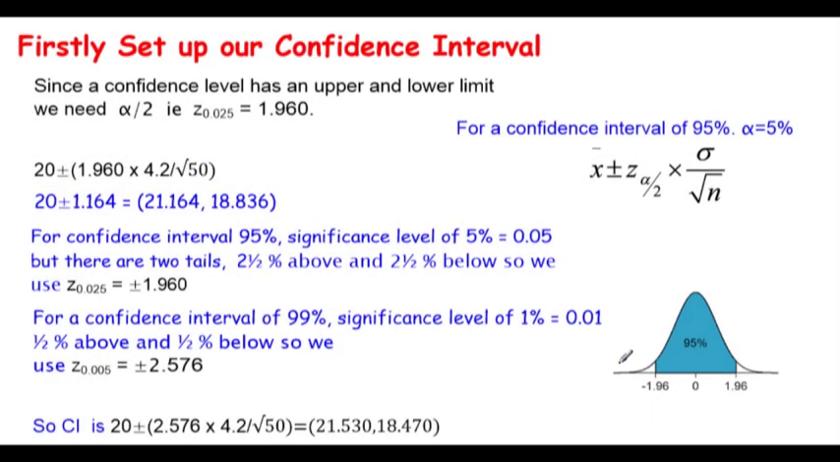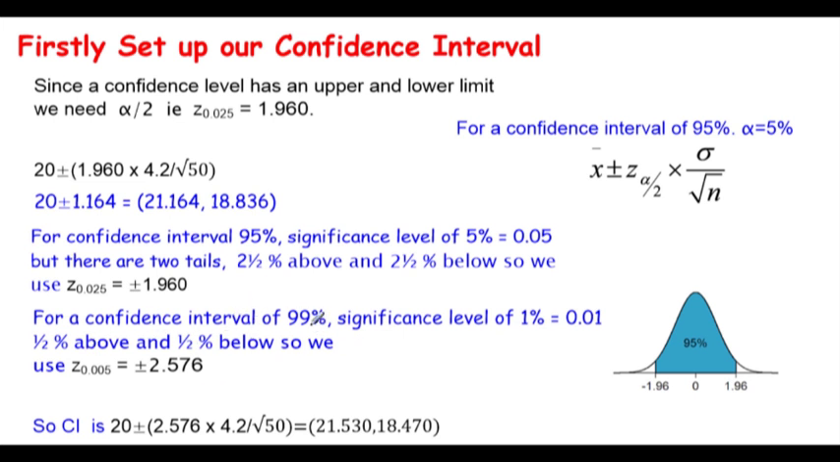We are using, obviously, the upper and lower tails. Here you can see the z score is 1.96. x bar plus or minus 1.96 to calculate this confidence interval, and you can see here it turns out to be 21.164 to 18.836, I should say. Now, as you know, there's 2.5% above and 2.5% below as before.